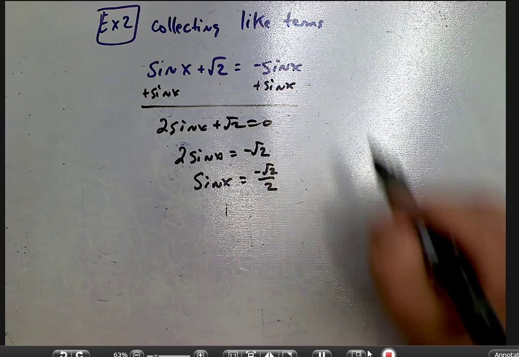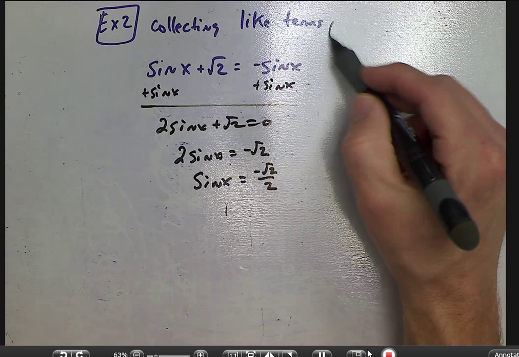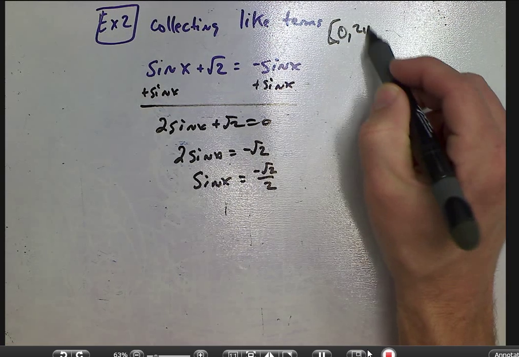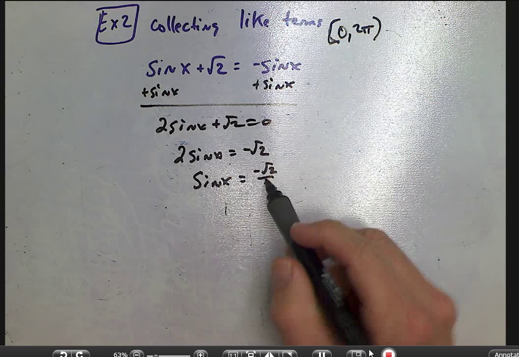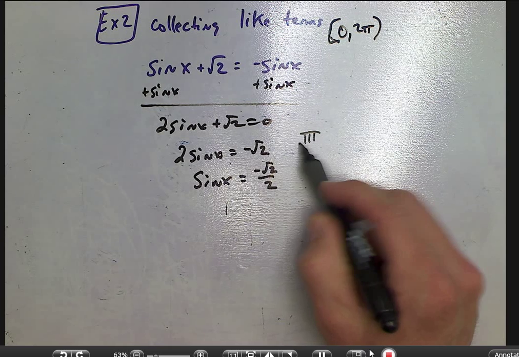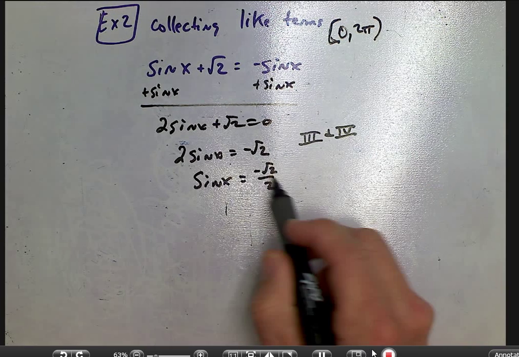And again, this one over here in the direction said over the interval 0 to 2 pi. So I'm just looking for answers in the third and fourth quadrant. I know it's 3 and 4 because the sign is negative in 3 and 4.